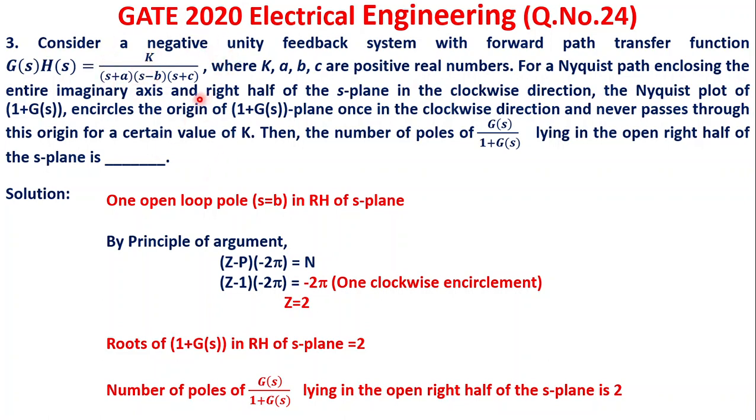Nyquist path they have defined. We know the Nyquist path will cover the entire imaginary axis and the right half of the S plane. Anyway, instead of saying Nyquist contour, they have given a Nyquist curve or a Nyquist path. So Nyquist path is nothing but Nyquist contour. So, Nyquist plot of 1 plus G of S. That is what we actually do.